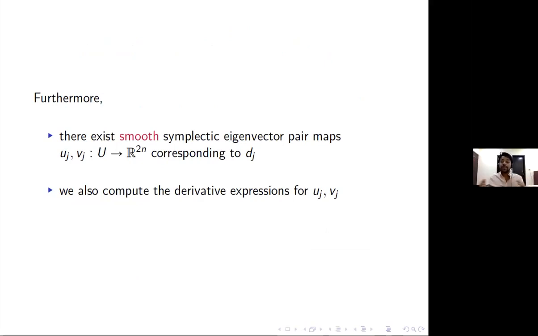So to sum things up, so far we know that symplectic eigenvalue maps are continuous. They are not differentiable in general, but differentiable under a special condition. So if they are not differentiable in general, we look for the next best thing. We study their weaker differentiability properties.